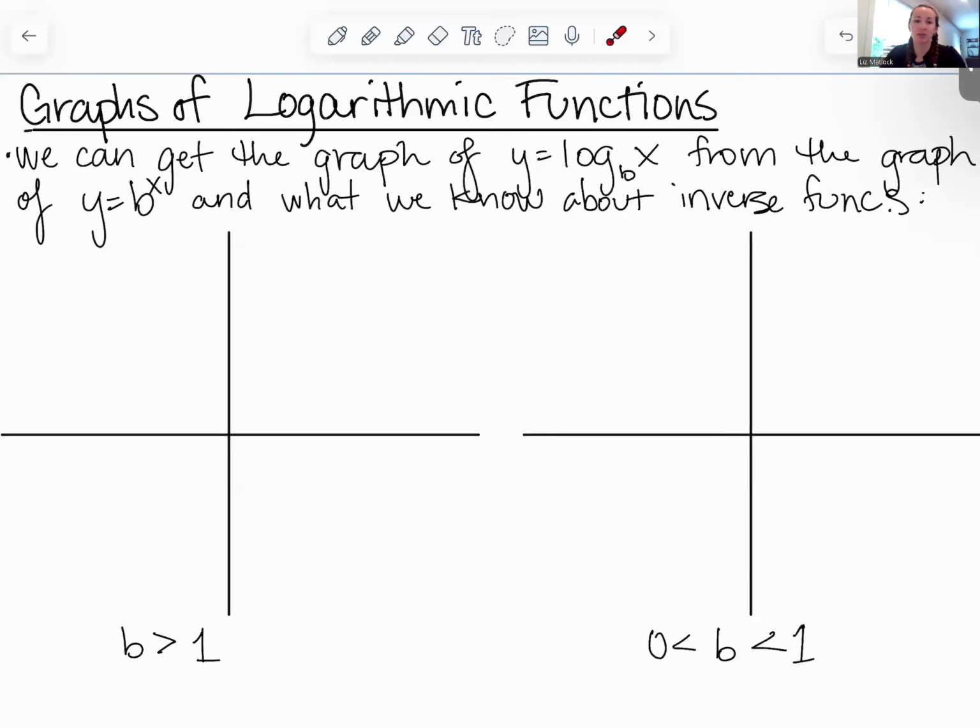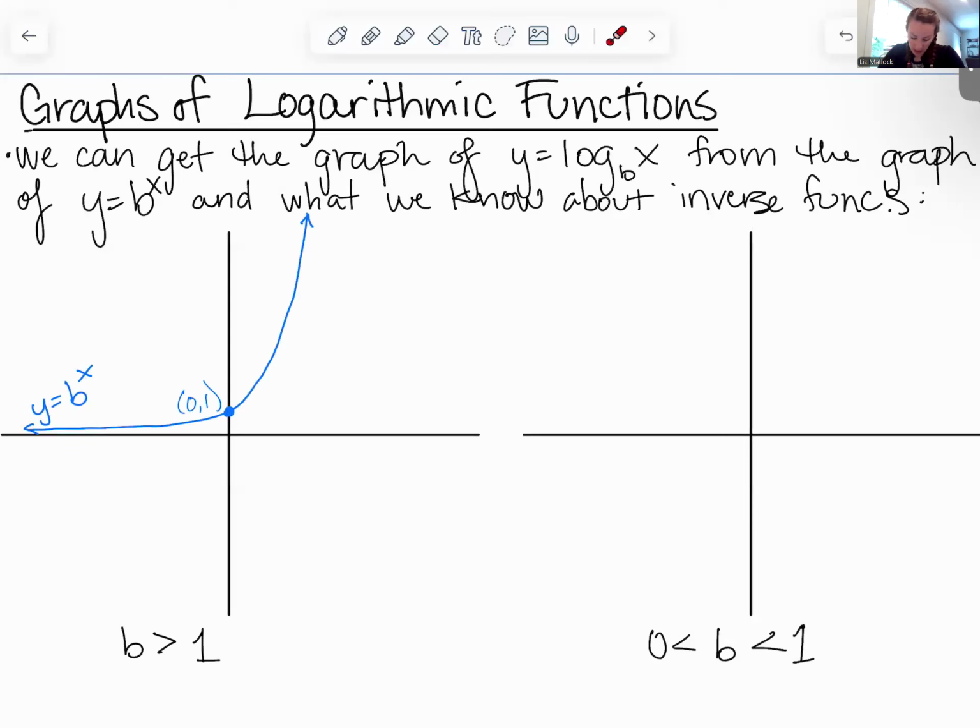In this video, we're talking about the graphs of logarithmic functions. And we can get these graphs by first looking at the graphs of their exponential counterparts or their inverse functions, y equals b to the x. And we use what we know about inverse functions to do this.